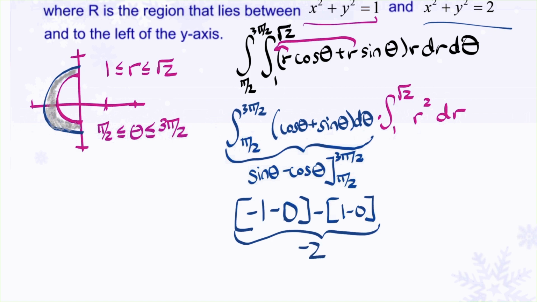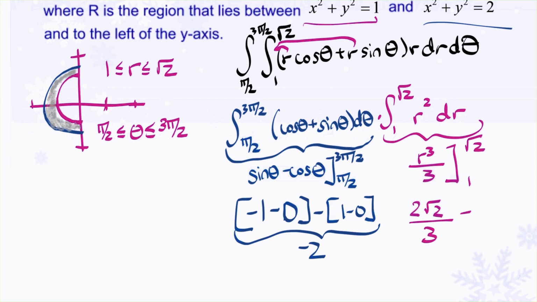-2 is the result of integrating all the variables in the bounds related to theta. Now let's do r. So I get r cubed over 3 from 1 to radical 2. So I get 2 radical 2, that's radical 2 cubed, over 3 minus 1/3. So that's what I get evaluating the pink integral, the ones with all the r's.